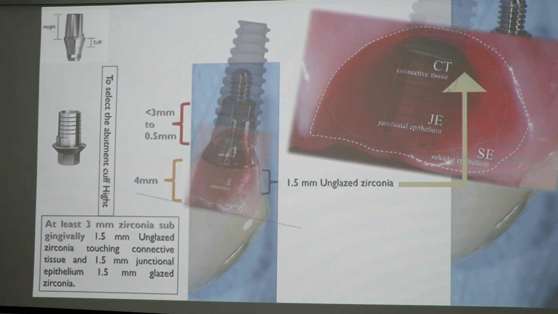From the 3 millimeter subgingival, what is the circular depth, for example, in this example? For example, you used a 0.5 millimeter abutment height, cuff height. So now this is exactly above the bone. Yes. So now you have 3 millimeter, 1.5 and 1.5. Okay. This one is glazed, this one is unglazed.